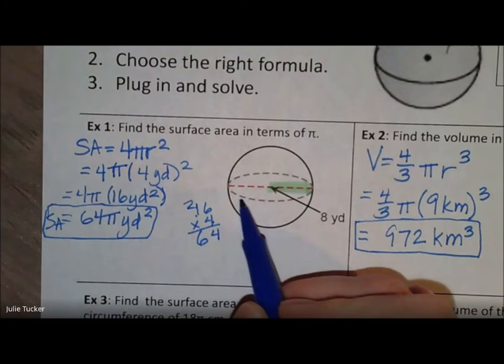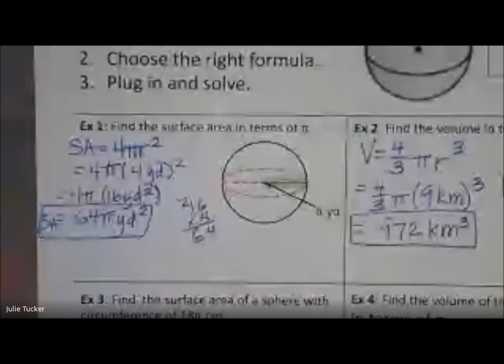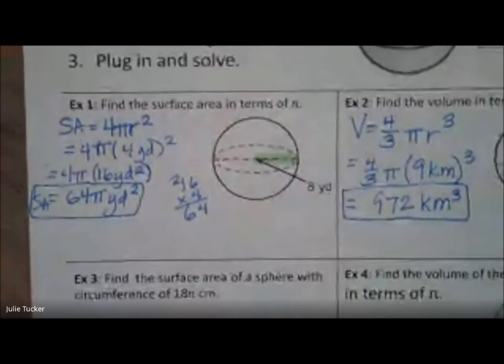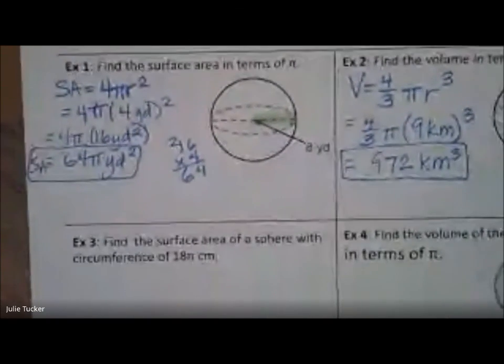That's called a great circle. It's called that because it's going right through the center and it would slice the sphere into 2 equal parts. Okay, that must be the thing that they're saying has that 18 pi centimeters.